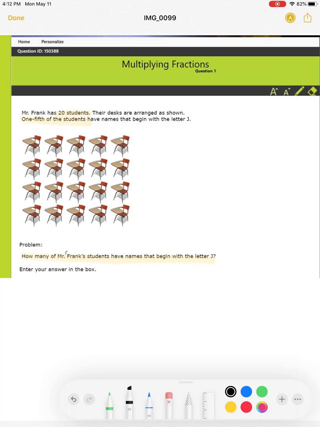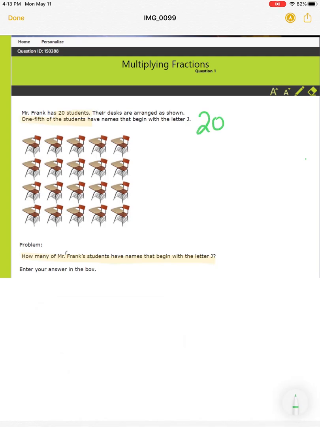So let me change pens real quick. Okay, so first we have to write out the expression. So we know that it is 20 students, and of those 20 students, 1/5 of them have names that begin with the letter J. So it would be 20 times 1/5. Remember, it's the same thing as saying 1/5 of 20 students. So 1/5 of 20 students, that's multiplication.